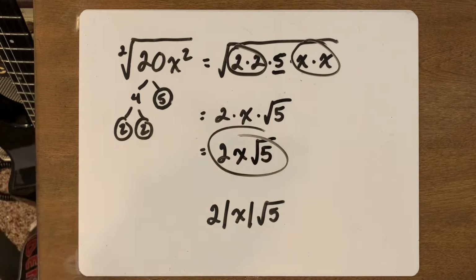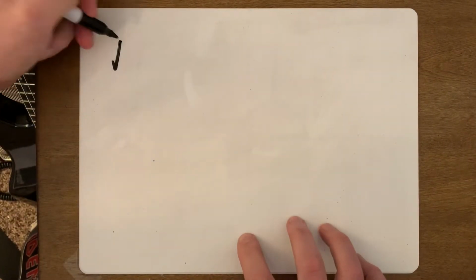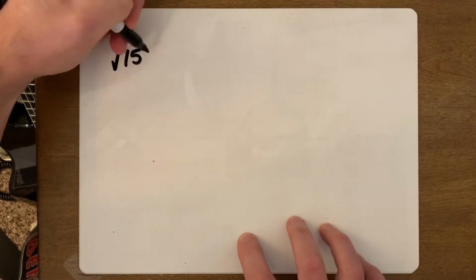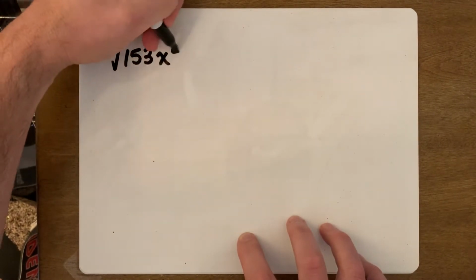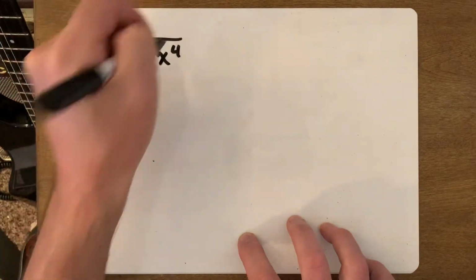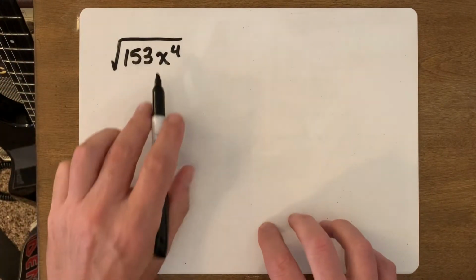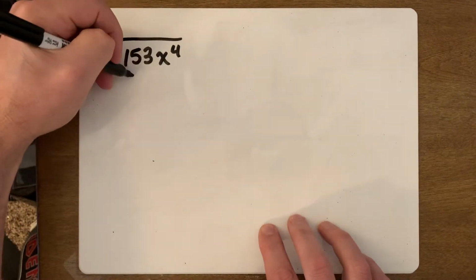All right. So let's take a look at another one. And this one, we're going to have the square root of 153 x to the 4th. All right, so now, again, assuming x is positive here, first thing we need to do is break this number down.